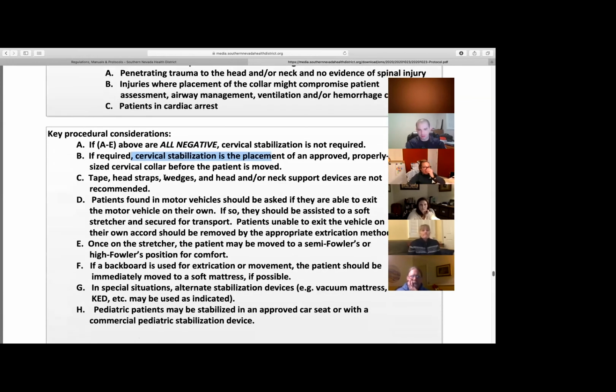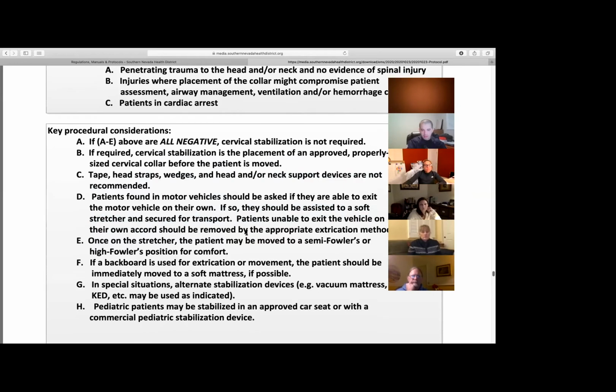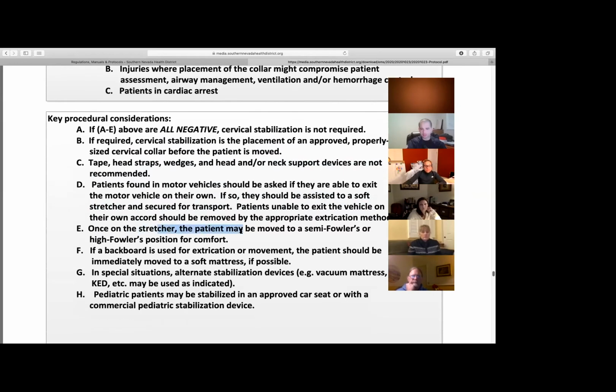And we are no longer taping down the head. So we no longer tape down the head on a backboard. If the patient's in a motor vehicle, even if they have spinal motion restriction in place, we're simply asking them to get out of their vehicle on their own if they're able to. If not, then we move them. And then once they're on the stretcher, we're actually sitting these patients up in a semi-Fowler or high Fowler position.